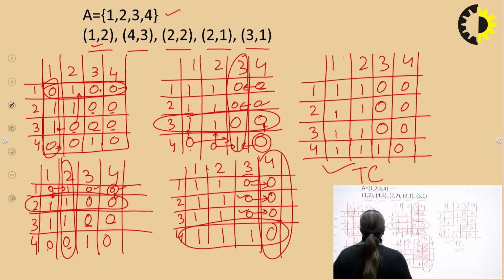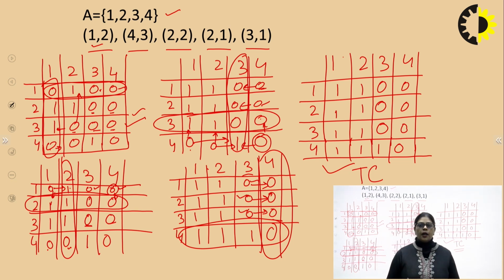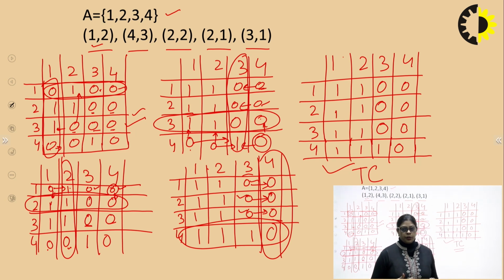So we started from here and we have derived this transitive closure from this one, and we can see that we have created more relations which were hidden in it, and with this transitive closure we are able to calculate it. Thank you very much.